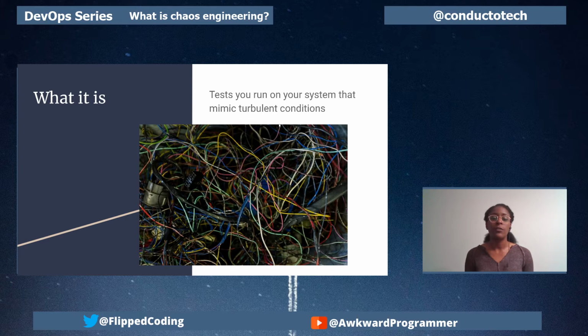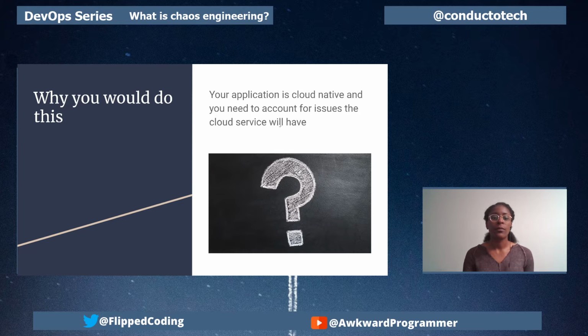But the gist of it is chaos engineering lets you figure out how your system is going to react to those really random natural disasters or the hardware failing or just things that you can't usually account for in your software. And the main reason you would want to do this is that your application is cloud native, like almost all applications are now.